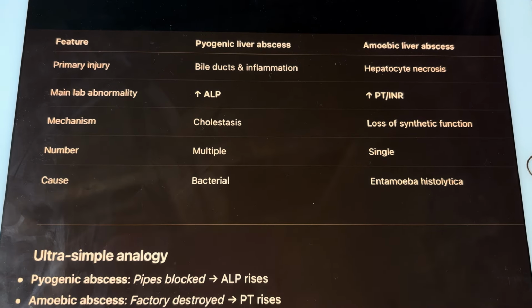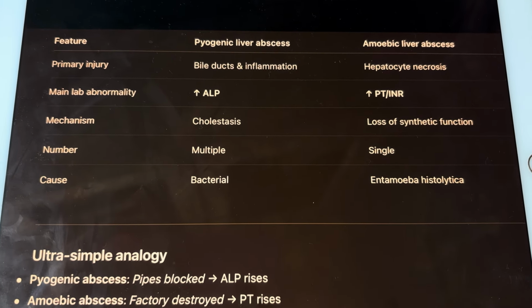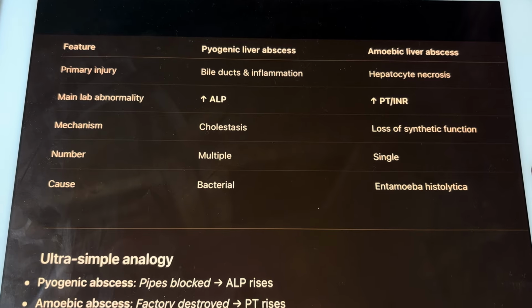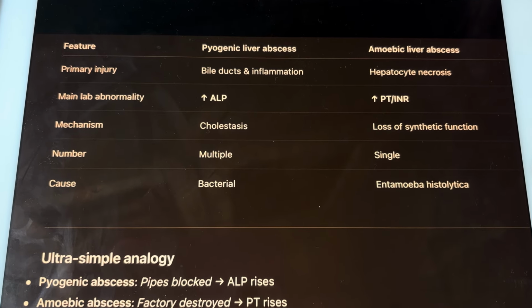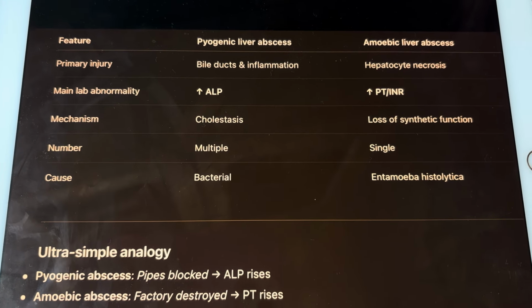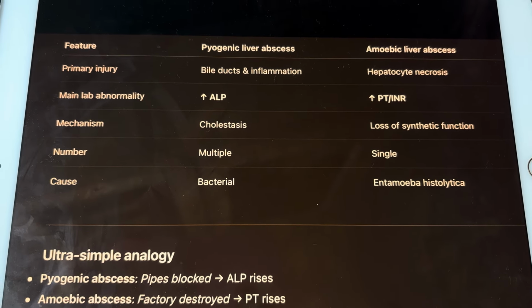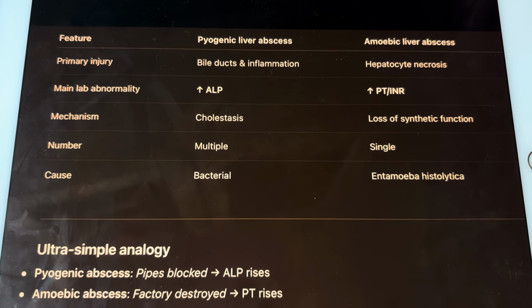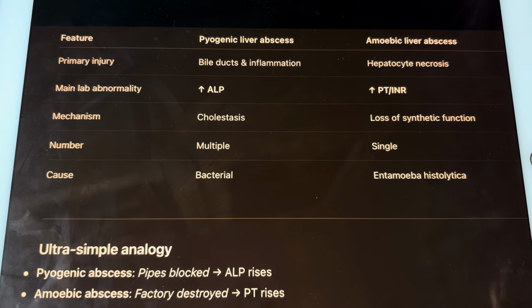Hello. So we've been learning about pyogenic liver abscess and amoebic liver abscess and the difference between these two since we were kids, right? Since second year we know this. But there is one very important part of pathophysiology that I had missed that gives a completely new insight to how I was learning this topic.